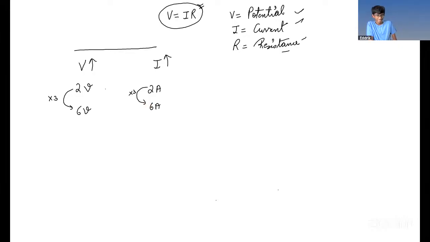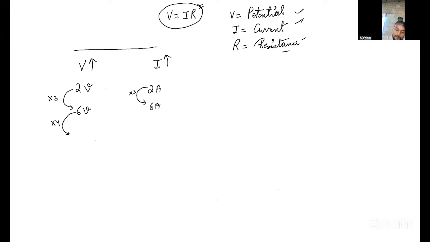Now if I do 4 times, like 6 times 4 is 24 volt, then the current is also multiplied by 4, which makes it 24 amperes. So what does this mean? This means that in the same proportion in which you increase the voltage, the current will increase. It means that V is directly proportional to I. If you increase V in the same proportion, I will also increase. Did you understand? Yes or no?